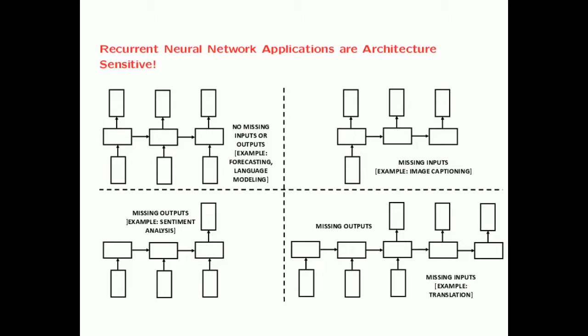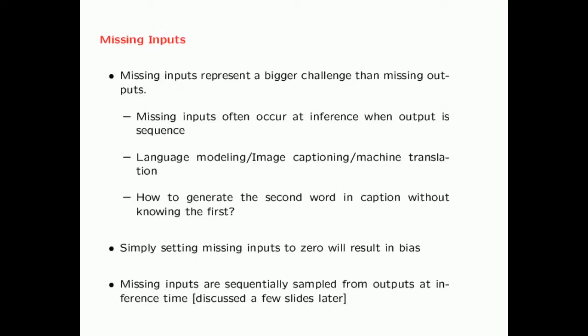Now, in all of these applications that we are going to discuss, we are going to use a simple example of a vanilla recurrent network. In reality, most of these applications are enabled by advanced variations of recurrent networks, such as, for example, LSTMs, GRUs, or multi-layer networks. So let us now talk about the issue of missing inputs.